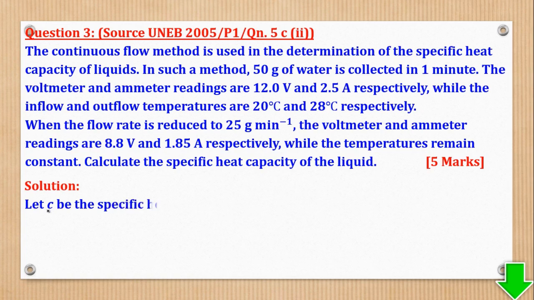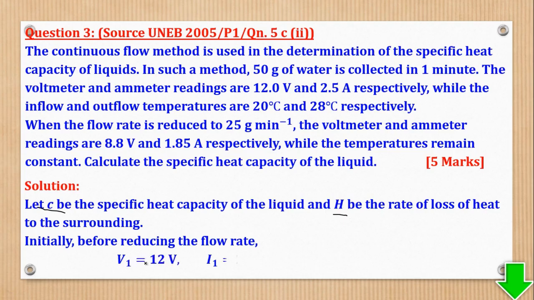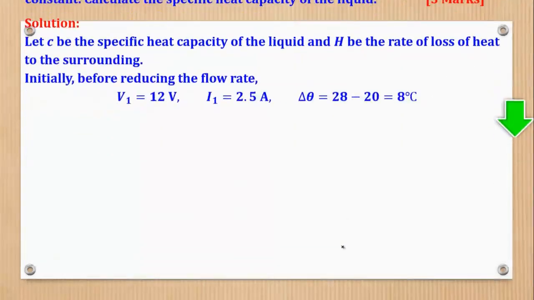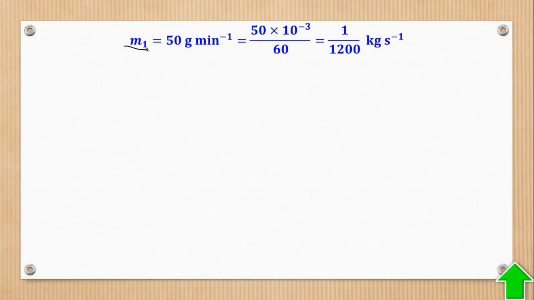So we shall come and say let C be the specific capacity of the liquid and H be the rate of heat loss to the surrounding. Then initially, that is before reducing the flow rate, we have V1, I1, and change in temperature. That was before. What about after? Sorry, before also we need also to convert the mass from grams to kilograms per second.